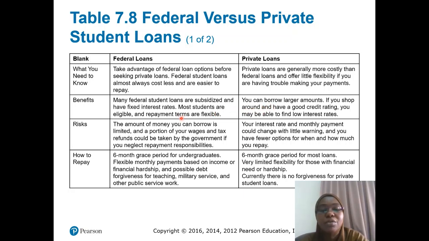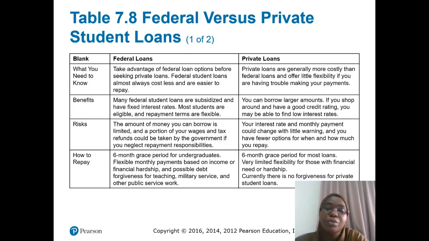What about the risk involved? For the federal loan, the amount of money you can borrow is limited, and a portion of your wages and tax refund could be taken by the government if you neglect the repayment responsibility. With private lenders, your interest rate and monthly payments could change with little warning, and you have fewer options for when and how much you repay.